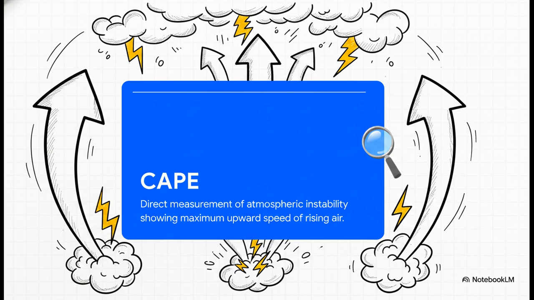Okay, let's dive into this incredibly important concept that measures exactly that: CAPE, or convective available potential energy. You can basically think of CAPE as the vital fuel or the engine required for rapid thunderstorm development. Technically speaking, it tells us exactly how much positive buoyancy has accumulated. It's a direct measurement of instability that we use to figure out the maximum upward speed a rising parcel of air is going to hit once it gets moving. Simply put, the more fuel you have, the faster that air shoots up into the sky.